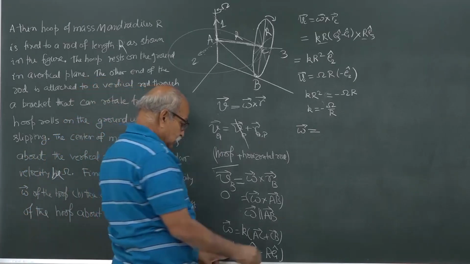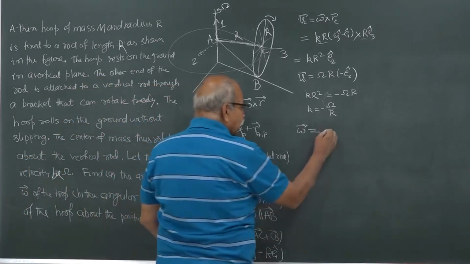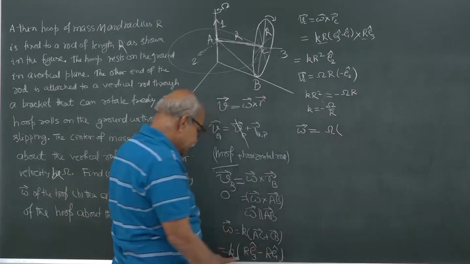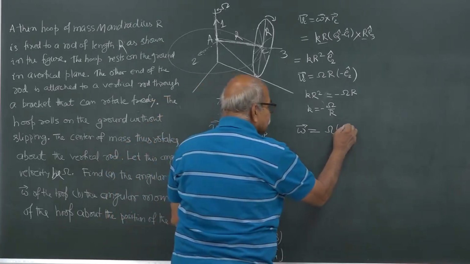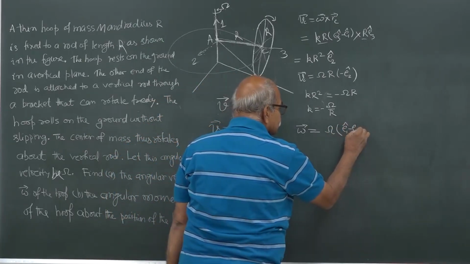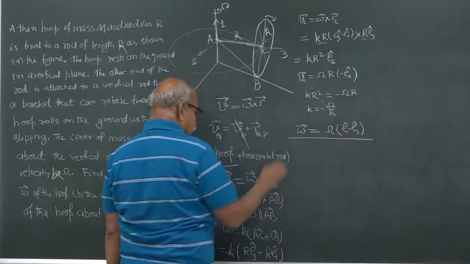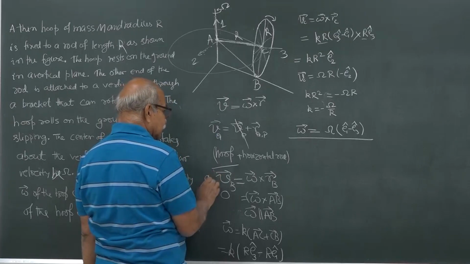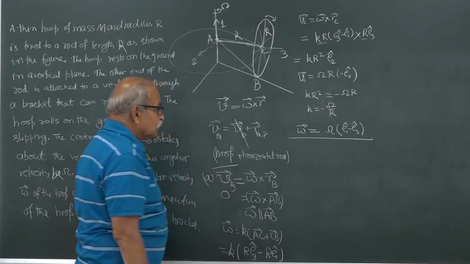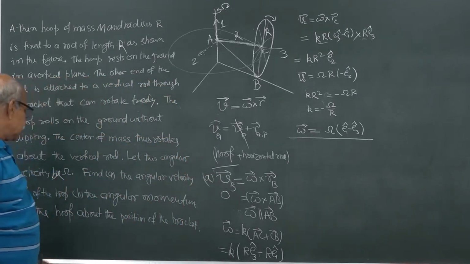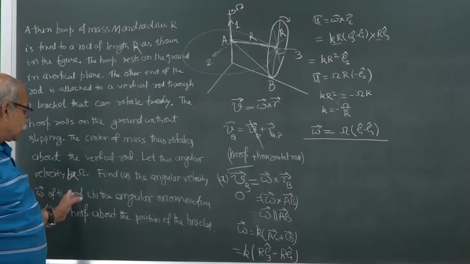So, capital R will cancel. So, capital omega here and minus is there. So, E1 cap minus E3 cap. So, that is the answer of the first part. So, this is the answer of the first part: find the angular velocity of the hoop. So, that is the angular velocity of the hoop.